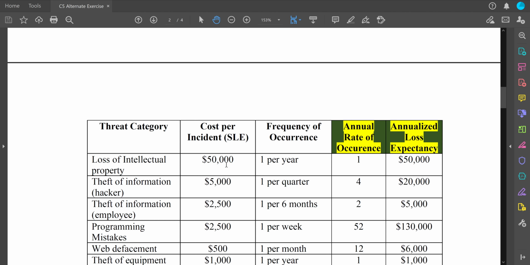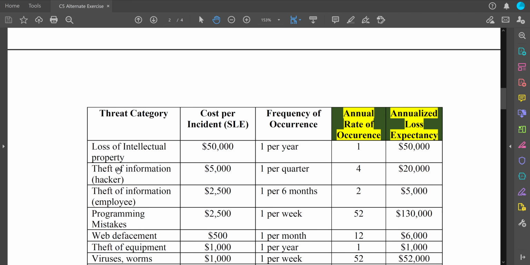So to find the ALE, like I said before, we multiply the ARO times the SLE. The ARO for this one is 1, right? So we'll do 50,000 times 1. And the ALE would be $50,000, right? Let's do this next one after that.